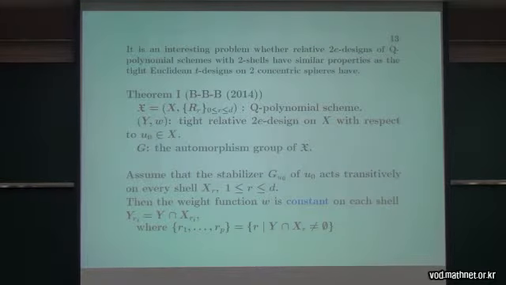And I think it is an interesting problem whether relative 2-designs of Q-polynomial schemes with two shells have similar properties as the Euclidean t-designs. Similar means the weight is constant, or a coherent configuration attaches to it, or something like that.